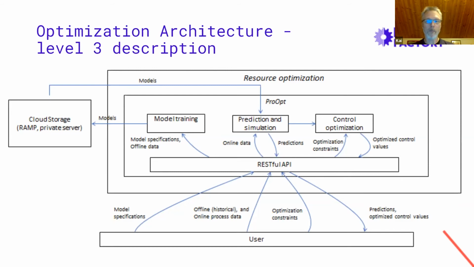And the third module is control optimization. This module is responsible for finding the optimal process setups to achieve the target quality. This module will receive the process data, the optimization constraints, and the target quality from the external application, and then it runs the optimization algorithm. The model will return the optimal values for each process parameter together with the achieved quality.